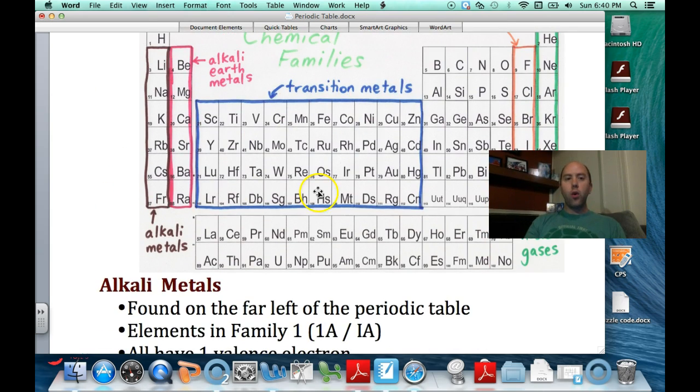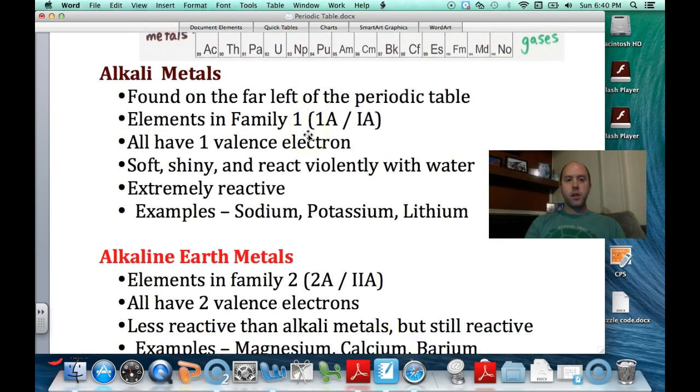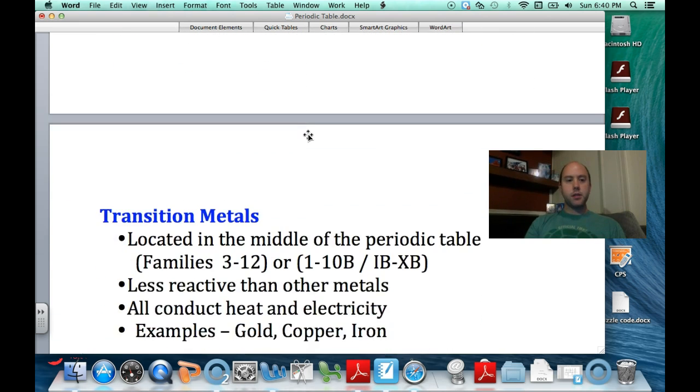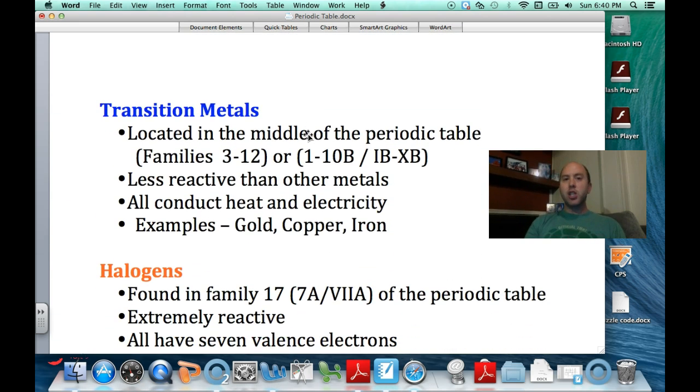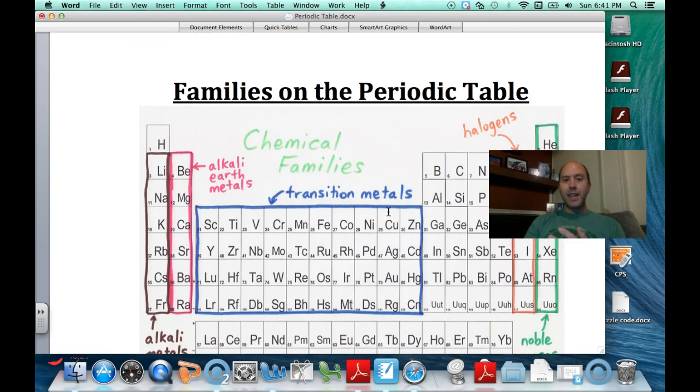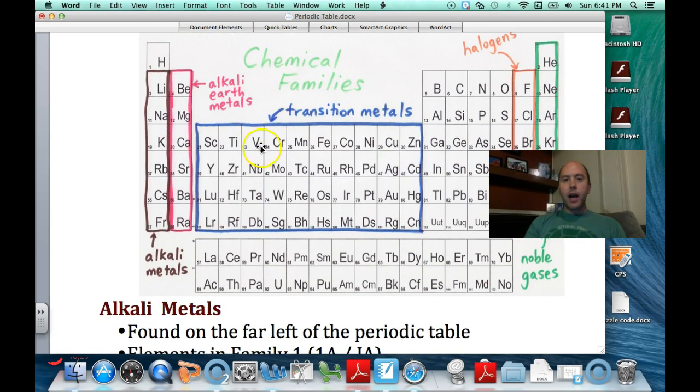Then we get to the whole middle part. Sometimes these are called the B elements. These are called the transition metals. These are the metals you probably know very well. They are very unreactive, and they're very good conductors of heat and electricity. Examples are gold, copper, iron, chromium, cobalt, titanium, and silver. These are the common elements that we know of for jewelry.